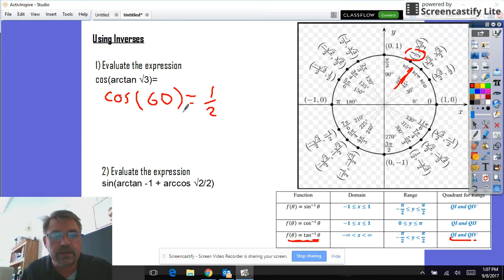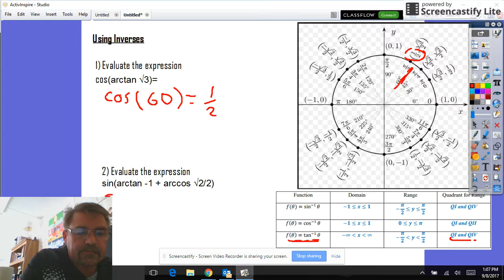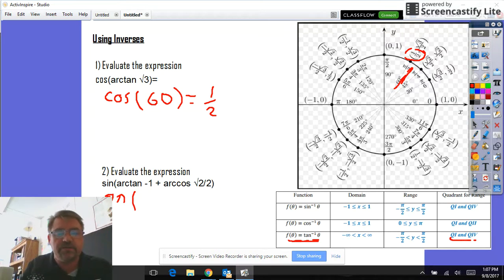All right, now let's take a look at the second one. Again, we're going to be taking the sine of the sum of these two values. So now we're going to do the same thing as we did up top, but we're going to get both values. So arctan -1, we want to know what angle has a tangent of -1.